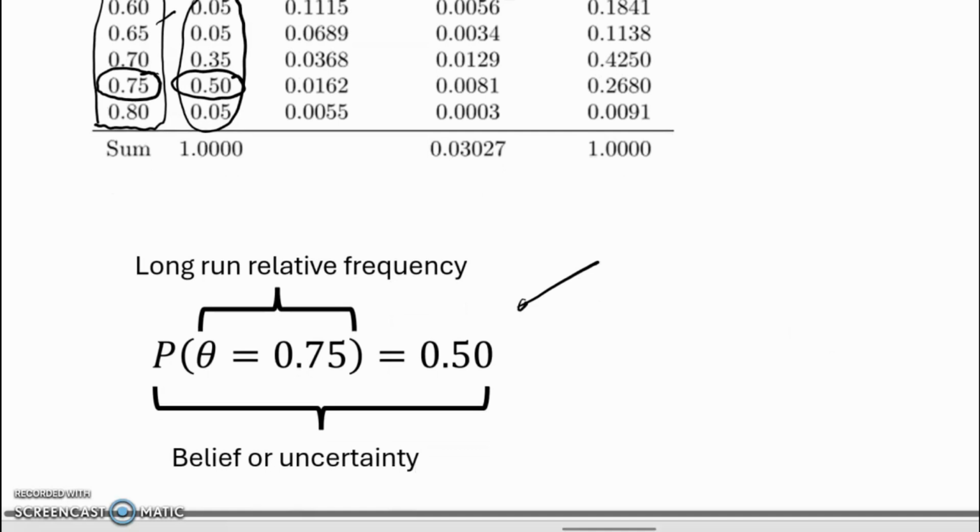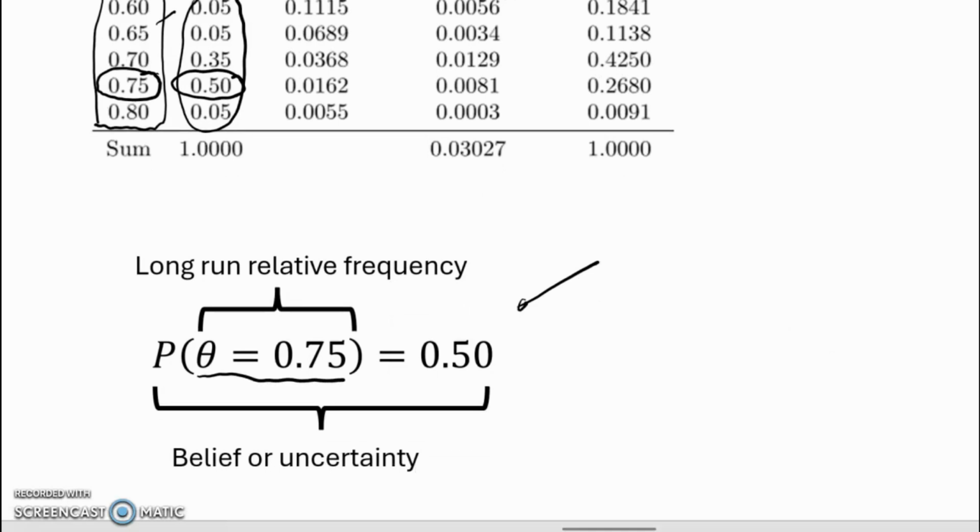First we have this idea that theta is equal to 0.75. In other words, the probability that a randomly selected point on the Earth would be water. That reflects the frequentist perspective of probability as long-run relative frequency. Why is that? Because what this means is that if we were to repeat the globe-tossing experiment an infinite number of times, the proportion of times that my thumb would land on water would be equal to 0.75.